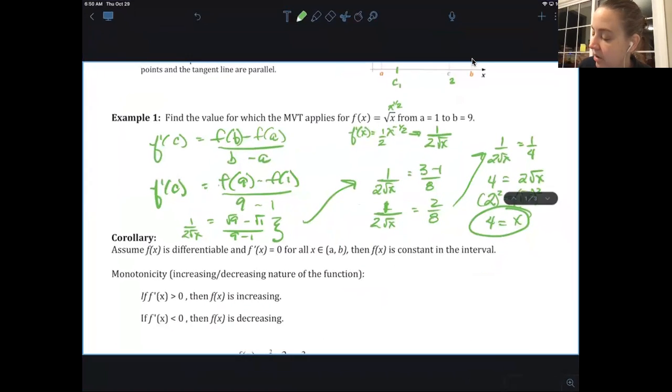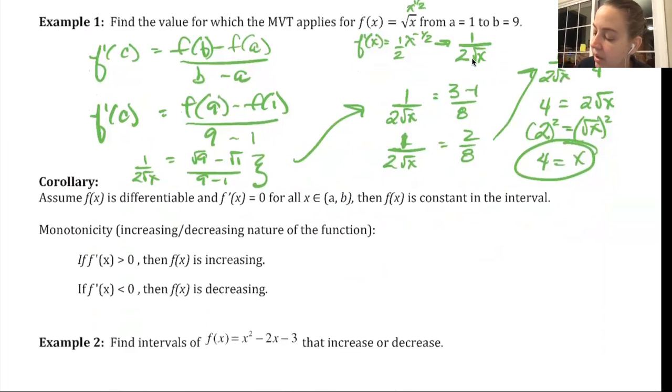All right, let's go back here to Notability. All right, here we go. Assume f of x is differentiable and f prime of x equals 0 for all x on a to b, and f of x is constant in the interval.